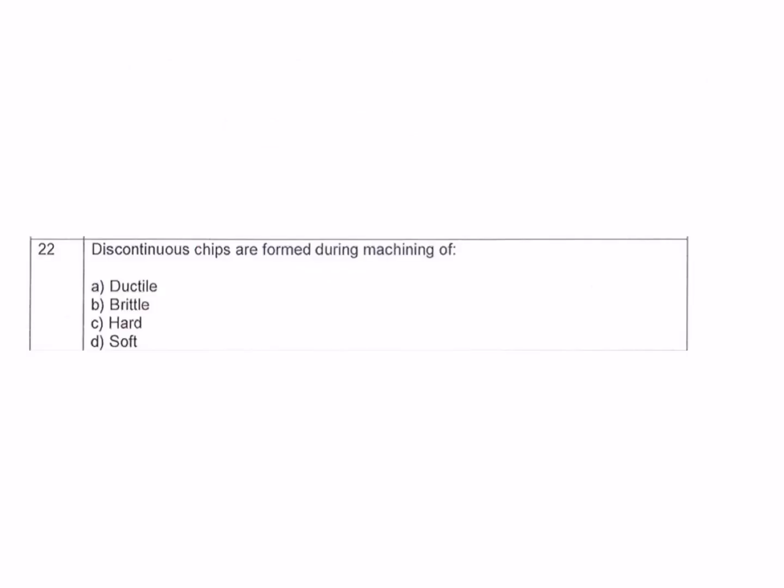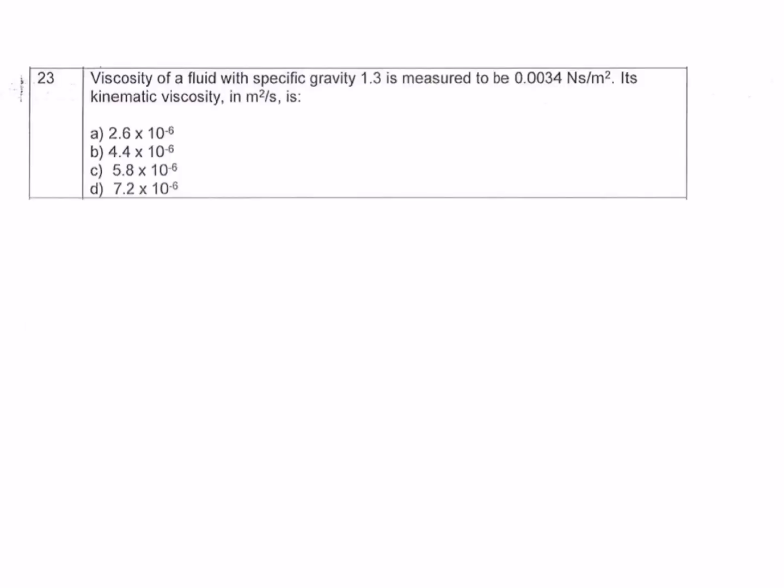Next question, discontinuous chips are formed during machining of ductile material or brittle material. B is your correct answer, discontinuous chips. Next question, viscosity of a fluid with specific gravity 1.3 is measured to be 0.0034 Newton second per meter square. Its kinematic viscosity in meter square per second is how much?